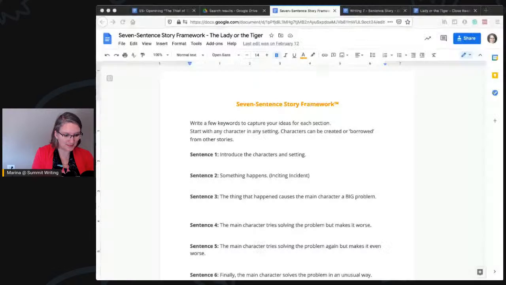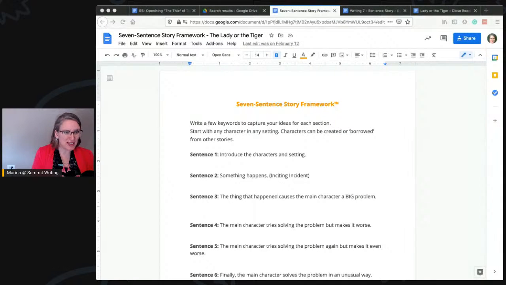7-sentence story. So on your screen, you should see the 7-sentence story framework. Let me see, is that going to do it? Share screen. There we go. Perfect.